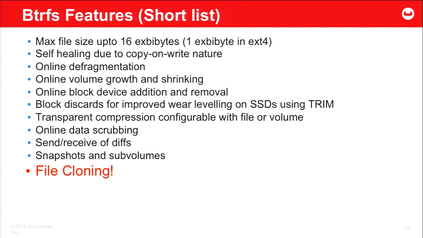Stuff like you can create 16 XB file, more than what an average data center guy would typically want on a single machine, but nevertheless, it's still there. It's self-healing because it's copy on write. You can do online defragmentation, you can grow, you can shrink. I won't be covering all of this because this list is of course a short one. Out of all these illustrious features, we shall be using just one, which is primarily file cloning. That is what is going to help us solve the catch-22 that I just explained.